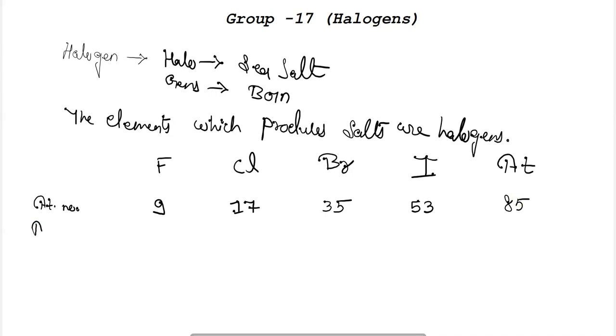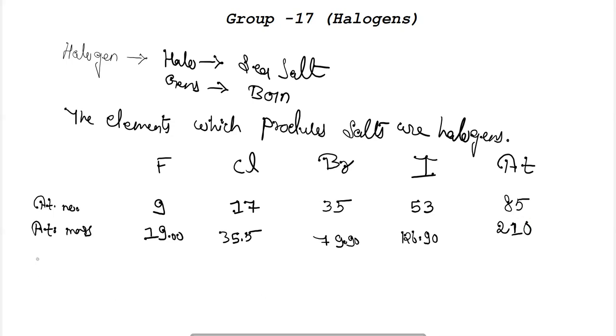If I talk about the atomic mass, fluorine has an atomic mass of 19, chlorine has 35.5, bromine has 79.9, which is nearly considered as 80 also, while iodine has 126.90, which is also considered as 127, and astatine has 210 as atomic mass.